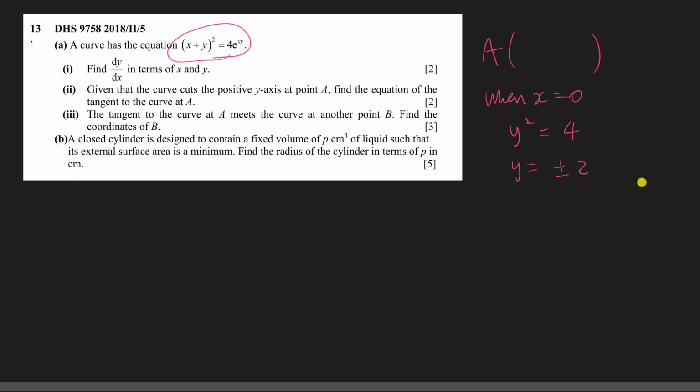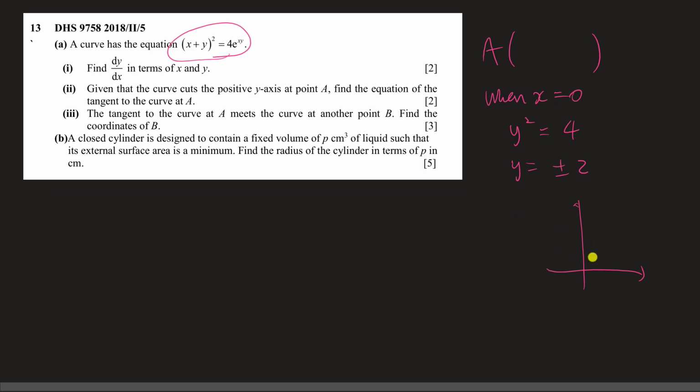Why there are 2 answers is because the curve actually cuts the y-axis at 2 points. One of them is -2, one of them is 2. And because they say cuts the positive y-axis at A, so this is not A. In fact, this one is A, which is (0, 2). So let's put that in, (0, 2). Find the equation of the tangent at A.